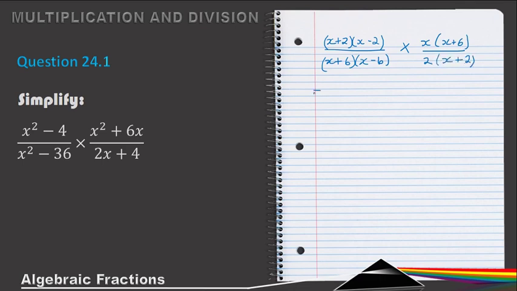And now to cancel, only top and bottom can cancel, so x plus 6 and x plus 6 can cancel, and then x plus 2 and x plus 2 can cancel. So what is left? We've got x minus 2 over 2x minus 6.